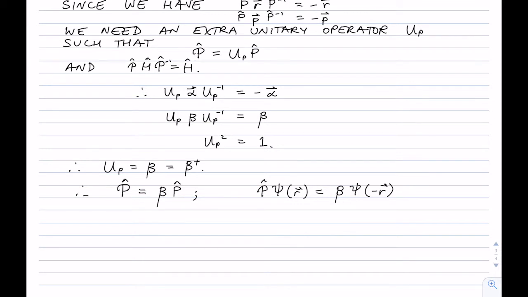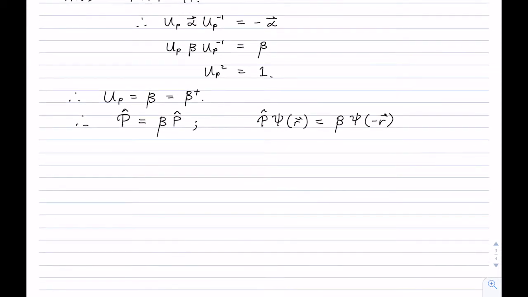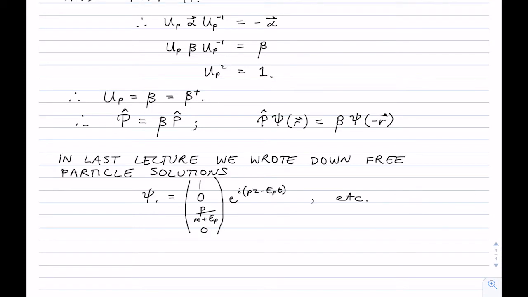Now, a good thing to do is actually apply this thing and make sure that you understand how to do that. In the last lecture, we wrote down some free particle solutions. So I suggest that now you pause the video and apply the parity operator to the wave function that has spin up and positive energy. If you take this wave function and apply the curly P operation to it, then you should see what you get in terms of the other free wave functions. And this will give you a feel for what the parity operation does to the Dirac spinors.